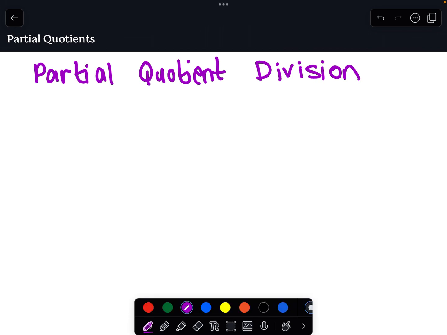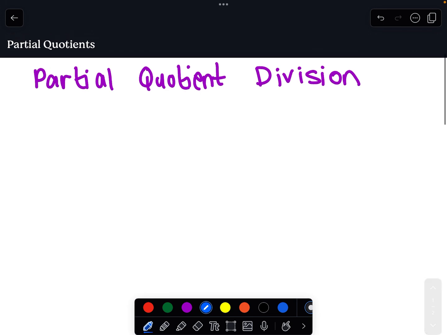If you have learned about partial products when you're doing multiplication, well, something similar is partial quotients. And this is a slightly different way of doing division. It's kind of like long division, but a little bit different. And in my opinion, I think that they should teach this in school before they teach long division. But you know what? Some places they do, some places they don't. Let's get right to it.